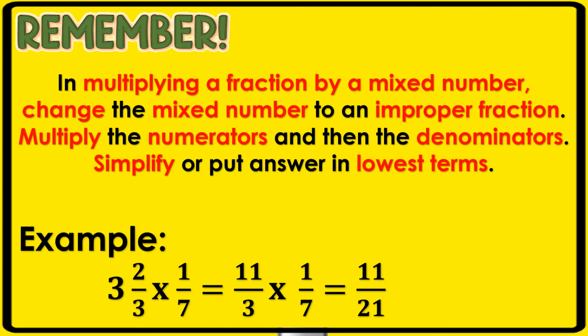Example, 3 and 2/3 times 1/7. 3 and 2/3 becomes 11/3. Then multiply to 1/7, we have 11 over 21.